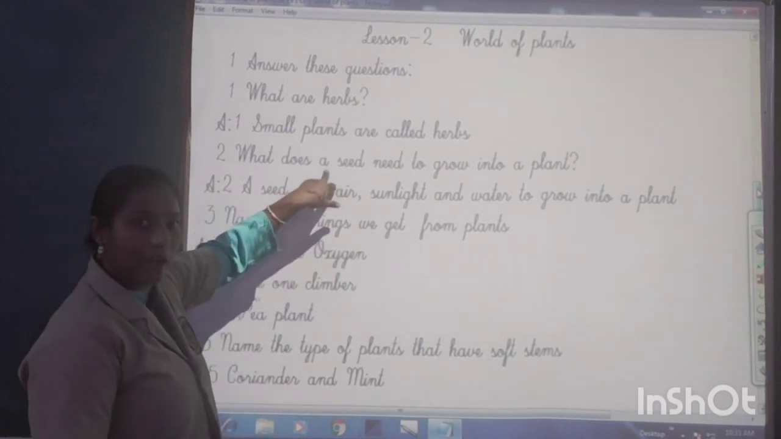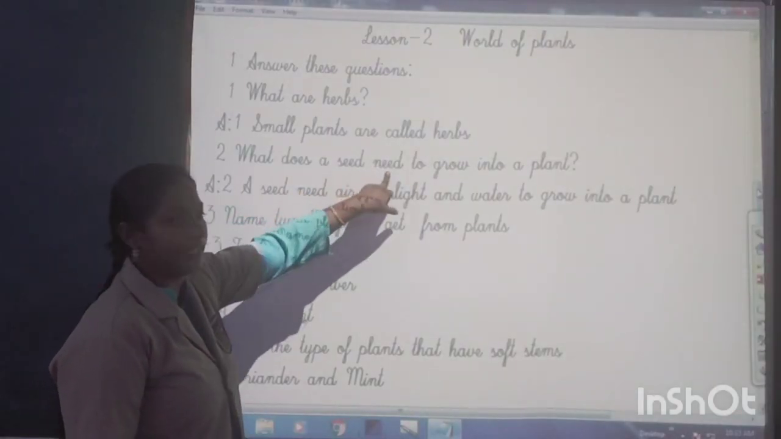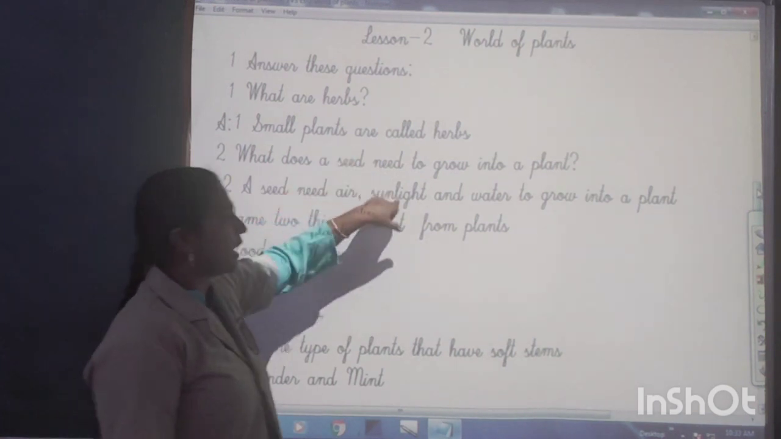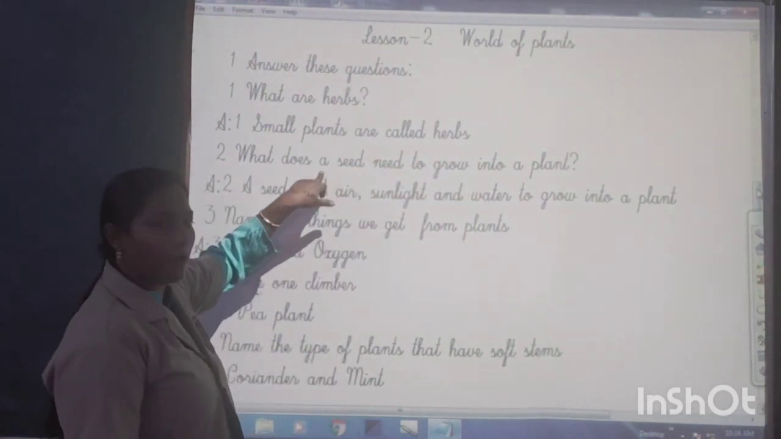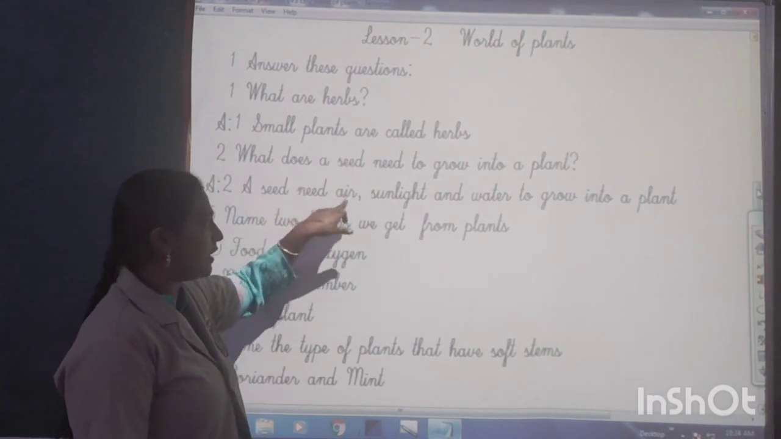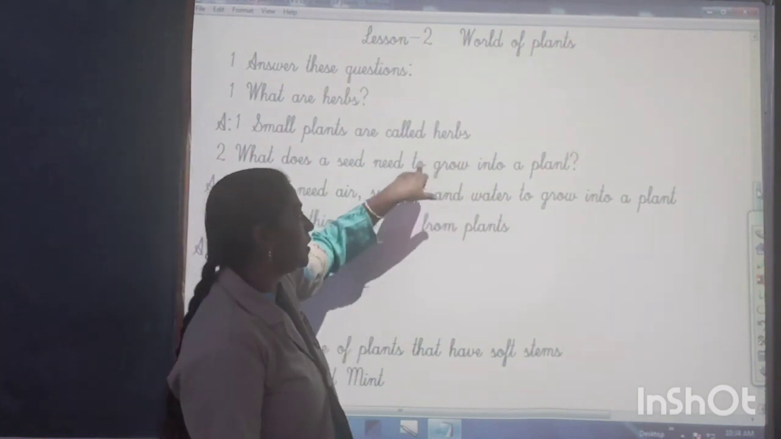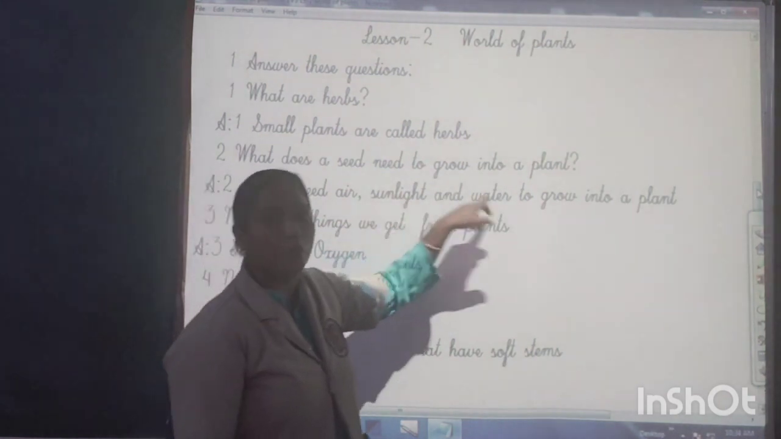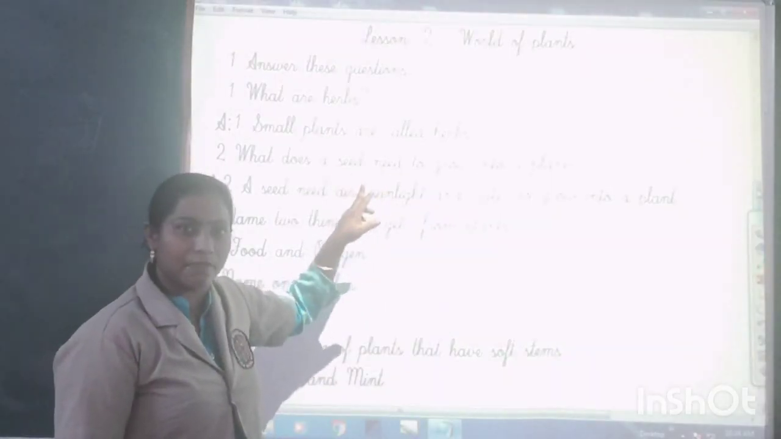देखो question में ही है. Half of the answer is from the question itself. A seed needs. तो question में ही है. Then आपको लिखना है air, sunlight and water. Okay, we'll start from this question. A seed needs, then you have to write the answer: air, sunlight and water. Then again from the question, to grow into a plant. So this answer में सिर्फ आपको air, sunlight and water याद रखना है. Rest everything is there from the question. Understood students?